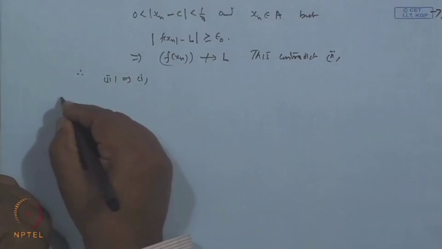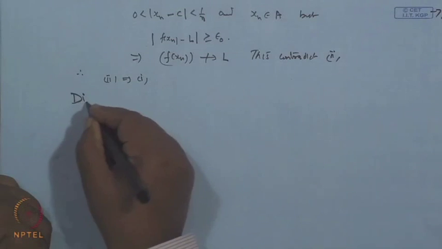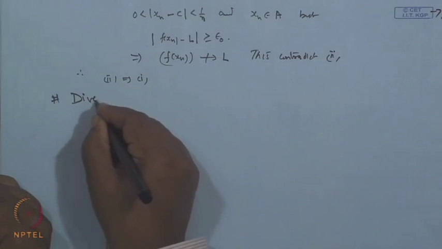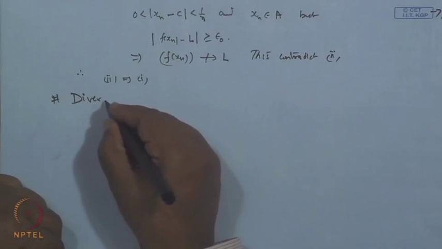Now, just like in a sequence, we have some criteria for the divergence of the sequence. In a similar way, here also we have a criterion for divergence of the limit, that if the limit does not exist, what is the criterion for it. Okay. So, let us see the divergence criteria.